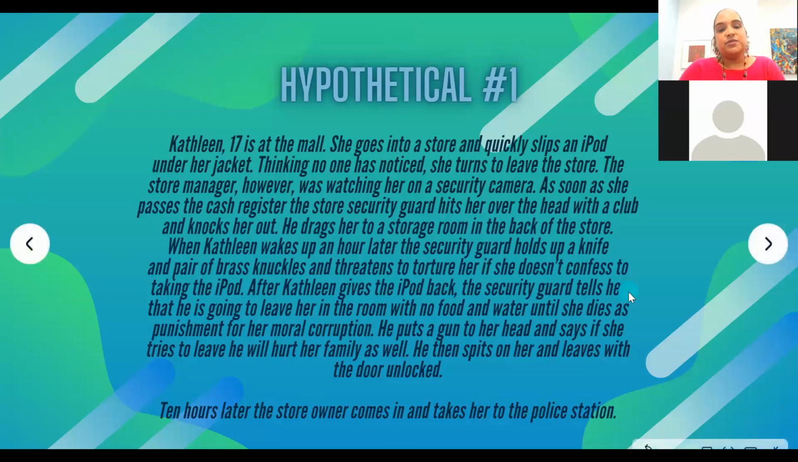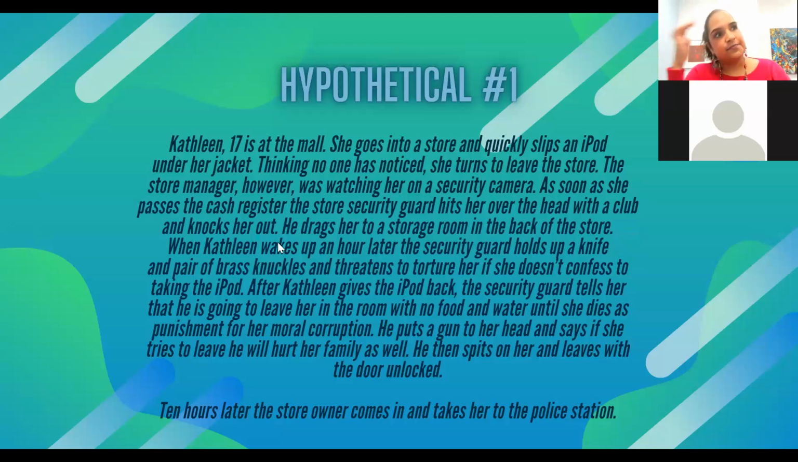All right, so in this particular case, I guess we could kind of go line by line and see what torts pop up here. So we'll skip these first few lines that give us the basic facts of what happened. And then we'll go, as soon as she passes the cash register, the security guard hits her over the head with the club and knocks her out. What tort is that? Probably battery. Okay, so the plaintiff would be Kathleen, the defendant would be the security guard, the tort would be battery. What would be the defense there?